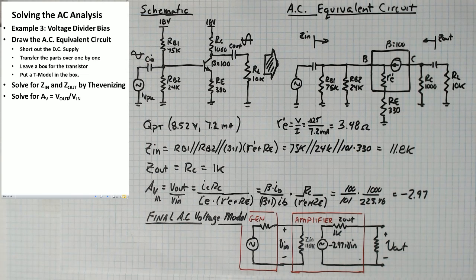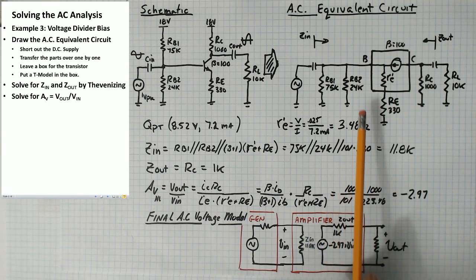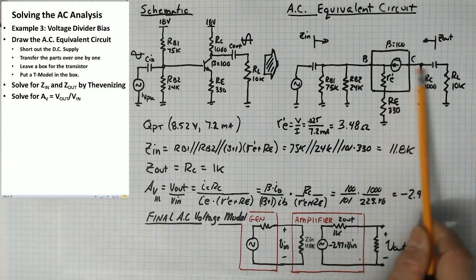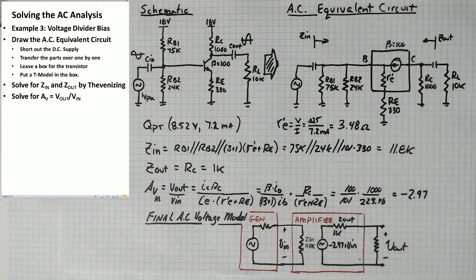Solving for AV, V out over V in. The circuit is actually, these 2 parallel resistors make no difference to the voltage gain because that's done on this side. So the formula is going to be exactly the same as it was for the emitter stabilized bias circuit.